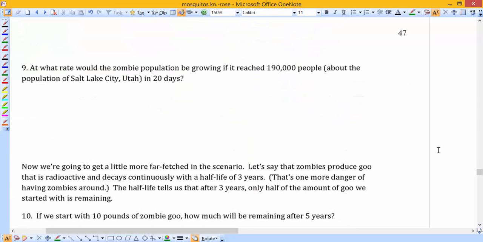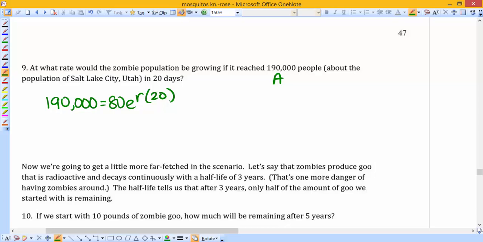And then when we get to 9, at what rate would the zombie population be growing if it reached 190,000 people in 20 days? So this is your A, this is your time. So 190,000 people, when it started with 80, e to the 0.12 times, sorry, r times 20. Getting lost with the other problem.